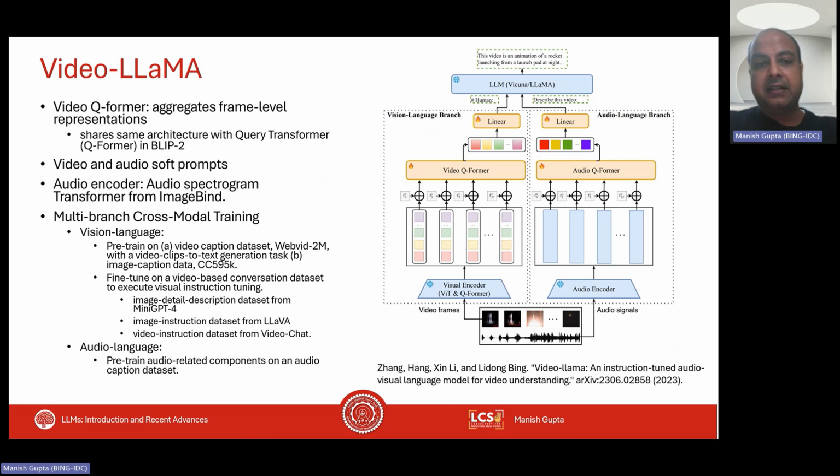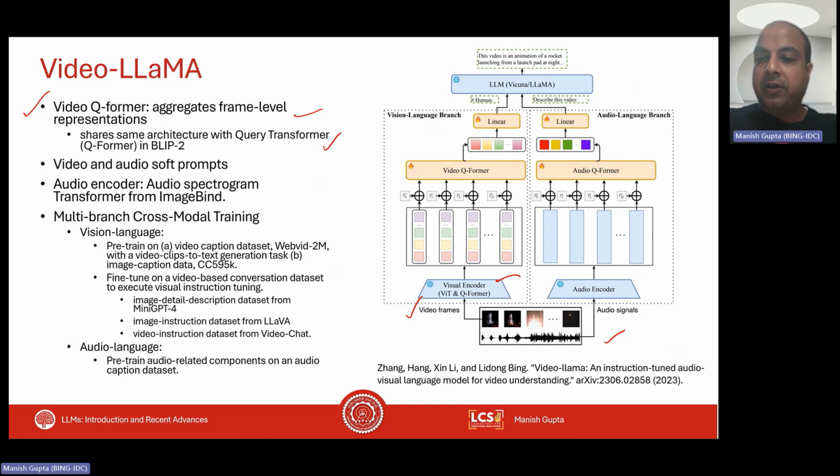So you take an input video, you pass the video frames to a visual encoder, a ViT and Q-former combination. The ViT model takes each of those frames, comes up with some representations, and you give it to a Q-former model, and the Q-former comes up with a limited number of queries. So the video Q-former aggregates the frame-level representations and shares the same architecture with the query transformer, the Q-former that we saw in the BLIP-2 case.